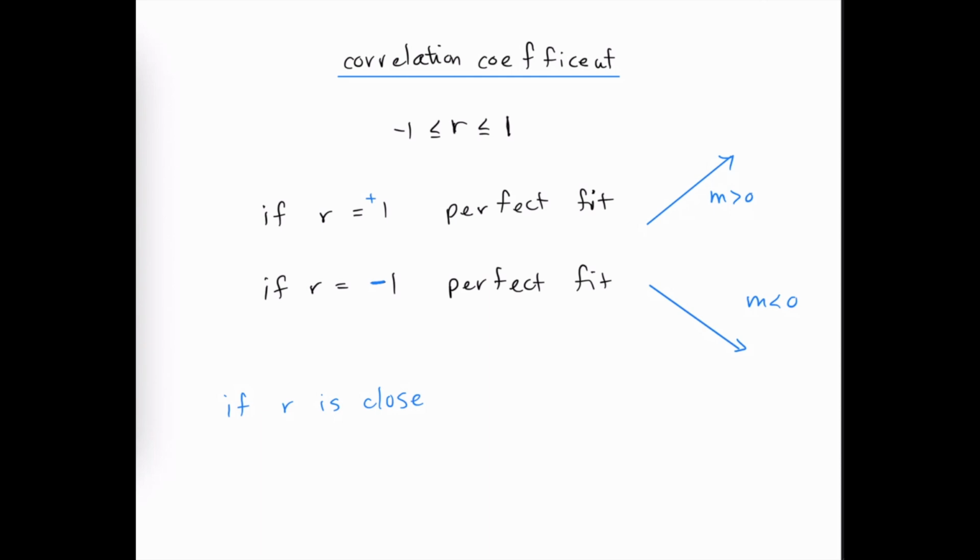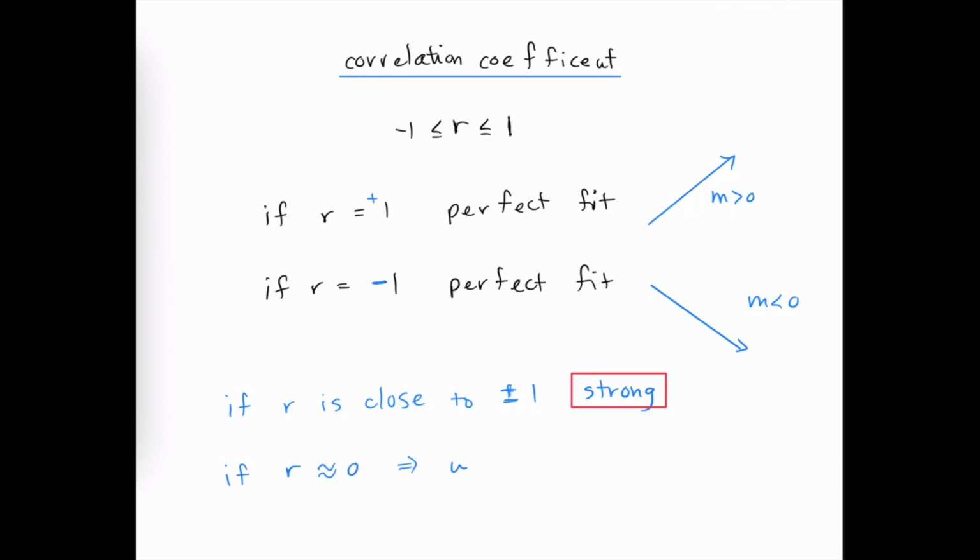If the correlation coefficient is close to either positive or negative 1, that means what we have is a strong correlation. But if the correlation coefficient is not close to 1, meaning that it's actually closer to 0, then this means that the correlation between the two quantities is weak.